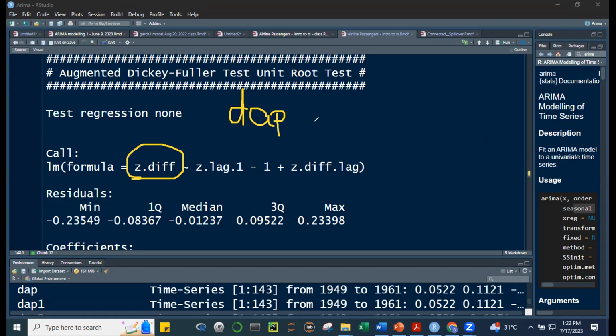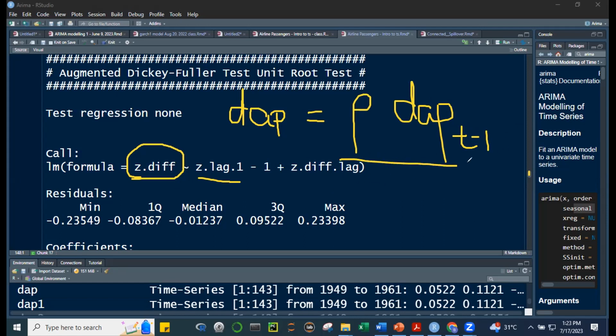And we're modeling it on is equal to a certain constant. Let's call the constant rho. And then this is Z log 1. So the AP at T minus 1. Okay? And then minus 1 tapos plus a certain constant. No? So ito lang titingnan natin. So ang tinetest dito, the null hypothesis is that this number here, rho, is equal to 1. Yan ang null hypothesis dito.